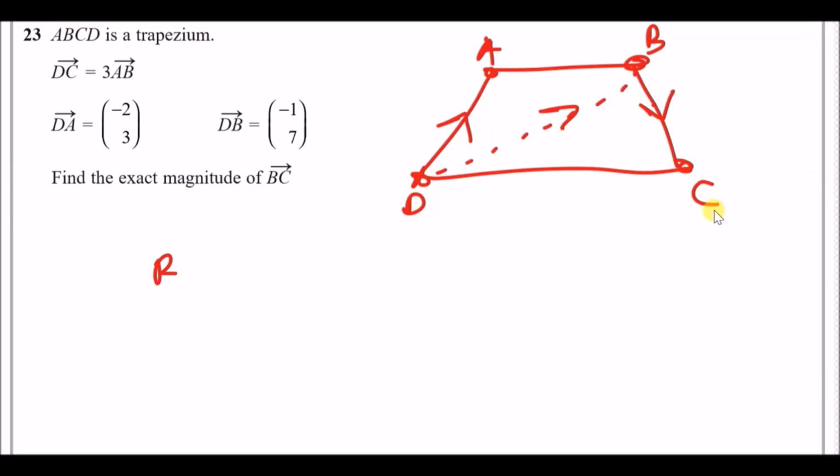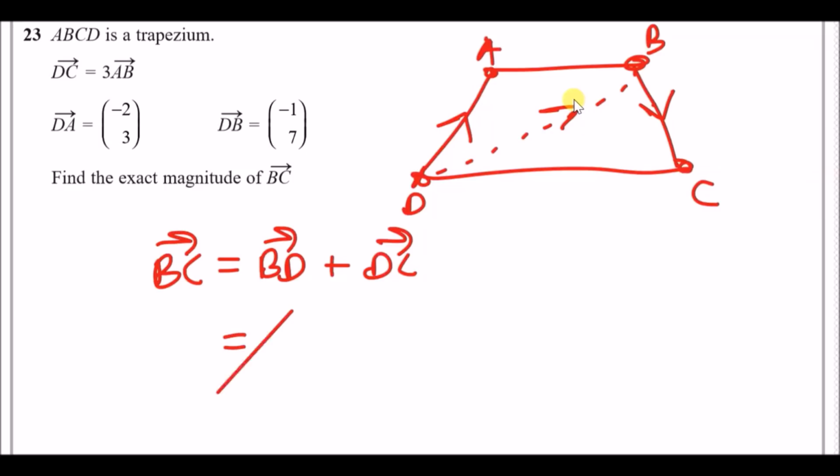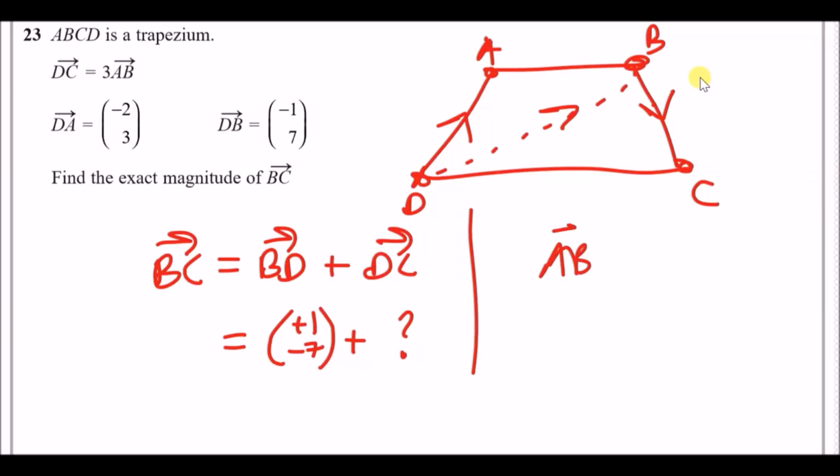So we can say that B to C is like going from B to D, then from D to C. Now to work out B to D, well, we actually have it. B to D is the reverse of D to B. So it'll be positive 1 and minus 7. Now DC we don't have. However, to work out DC, we can actually work out AB and then multiply by 3. So let's work out A to B. So it's all about direction.